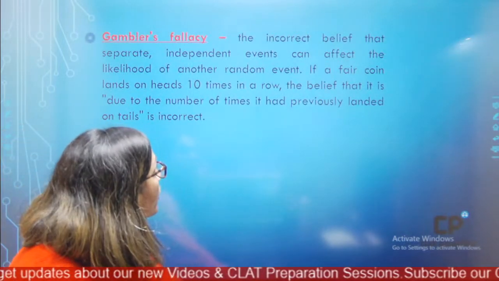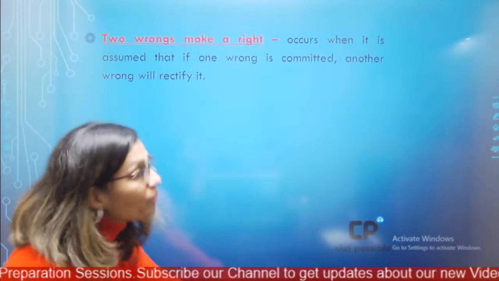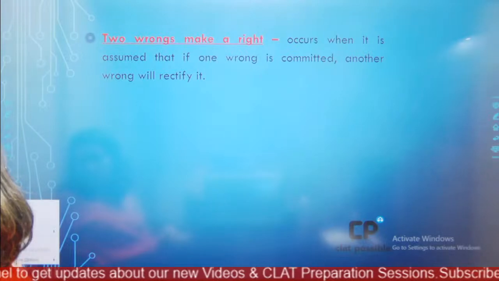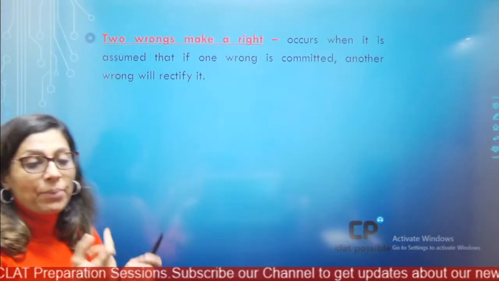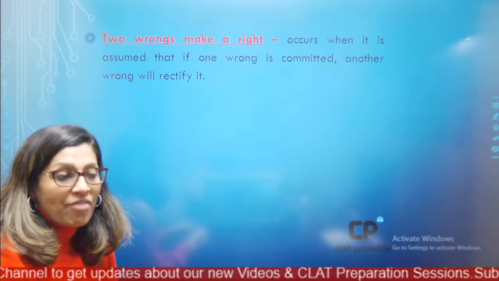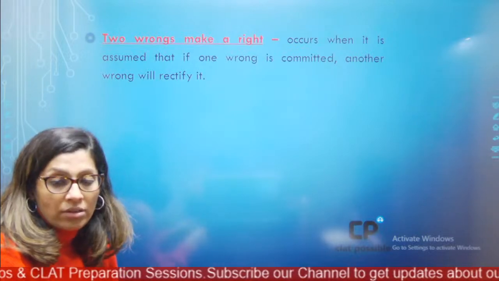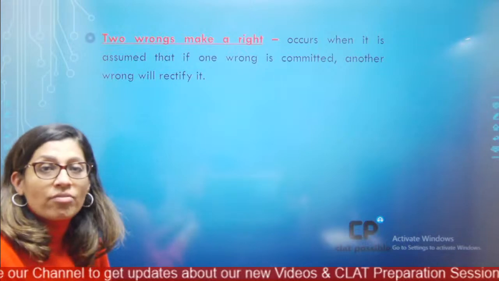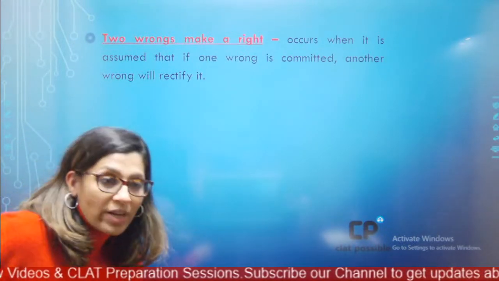Gambler's fallacy, I'm going to skip for the time being and come straight to two wrongs do not make a right. So can you give me this example? Last time I gave you the example of two wrongs do not make a right. So every time you protest a lynching or a killing, they call you out. Where were you when this person was getting killed, or where were you when in Bangladesh Hindus were getting killed?